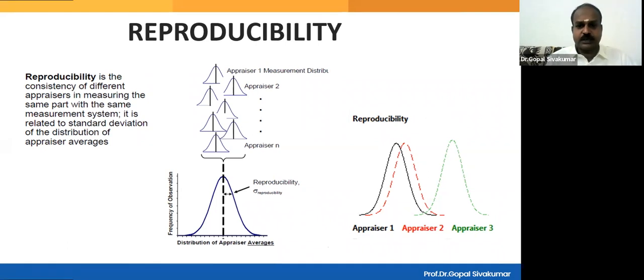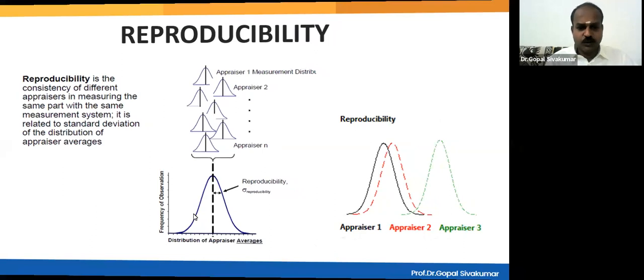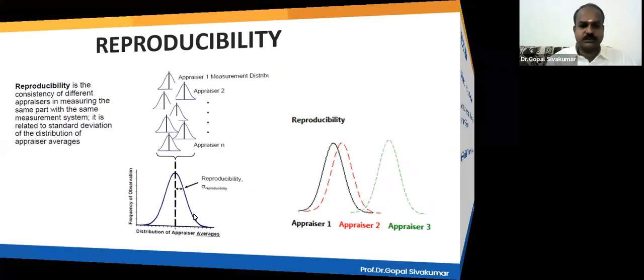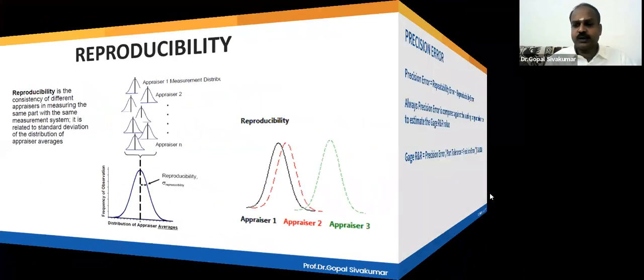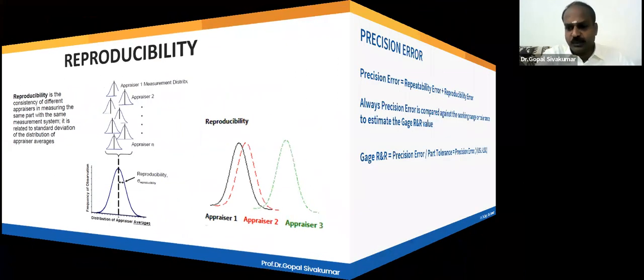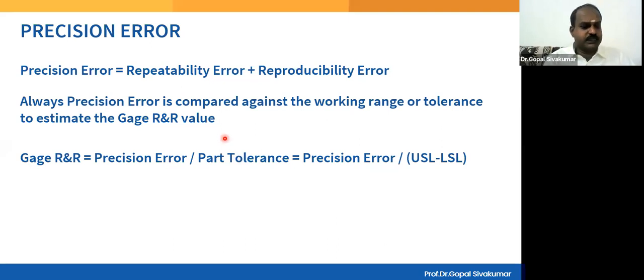The inconsistency within an appraiser's readings is called repeatability error. We must control both, but we cannot eliminate them, because this is the rule of the game, the rule of nature. Measurement error will always be present. Precision error is the combination of repeatability error and reproducibility error. Both put together is called precision error. So precision error is repeatability error plus reproducibility error.